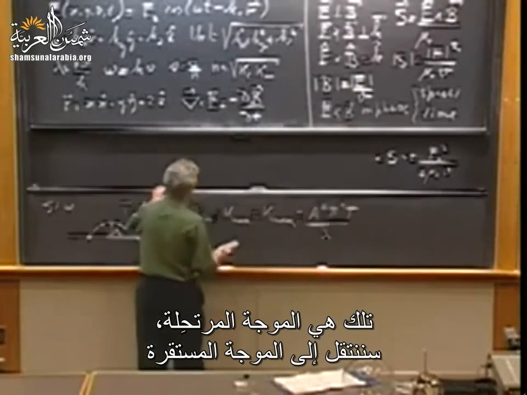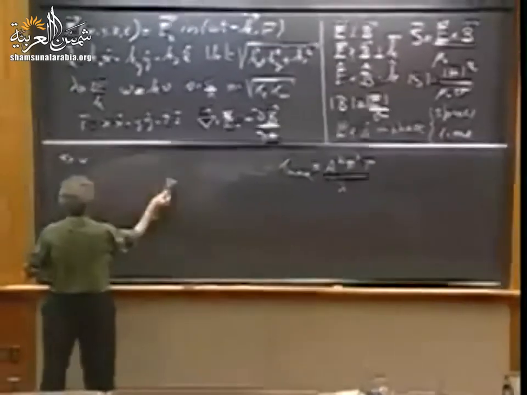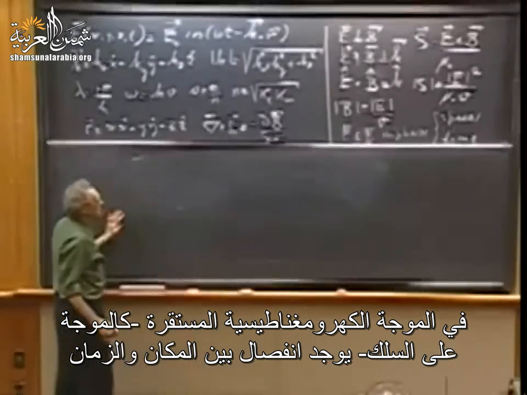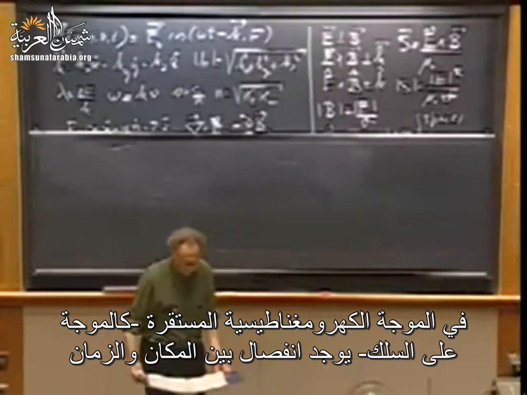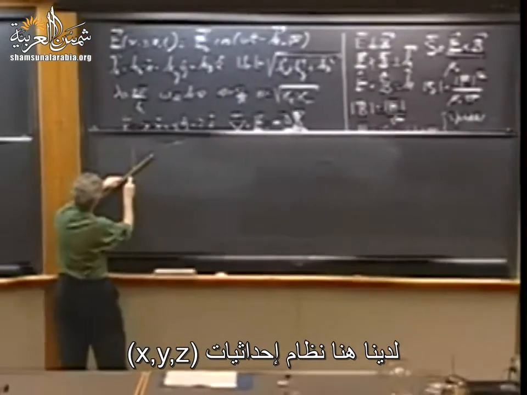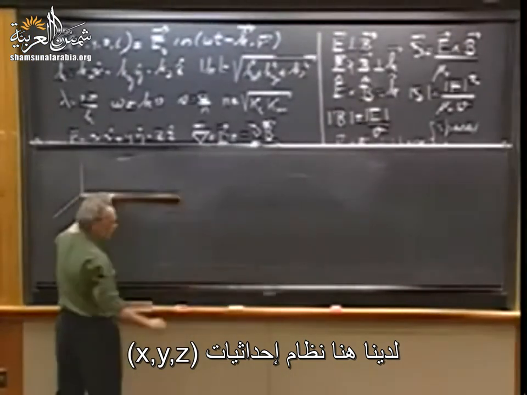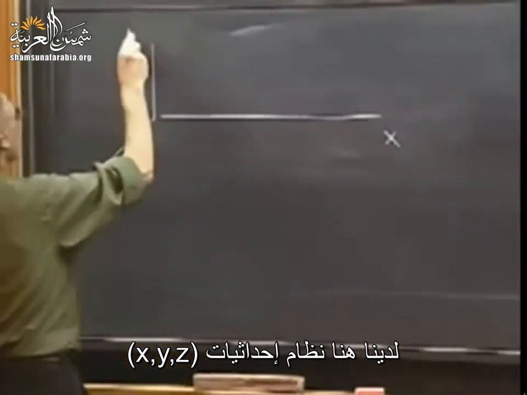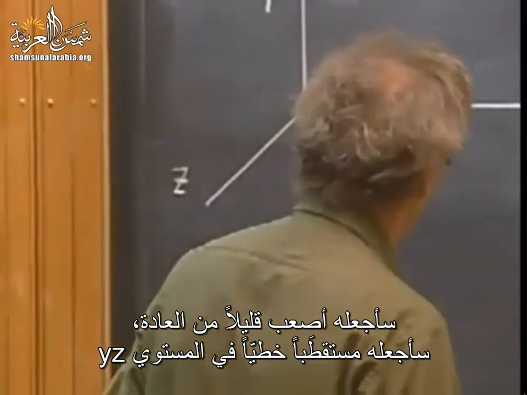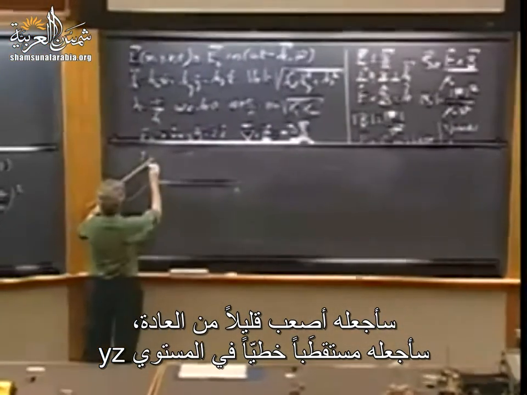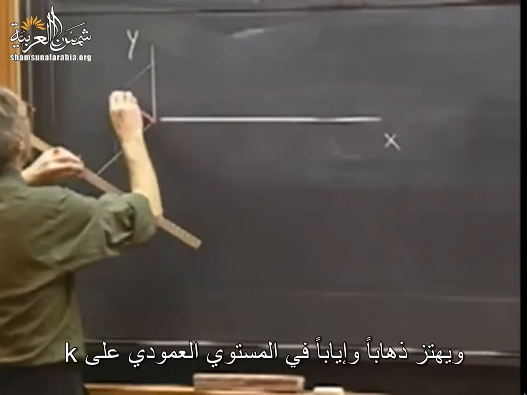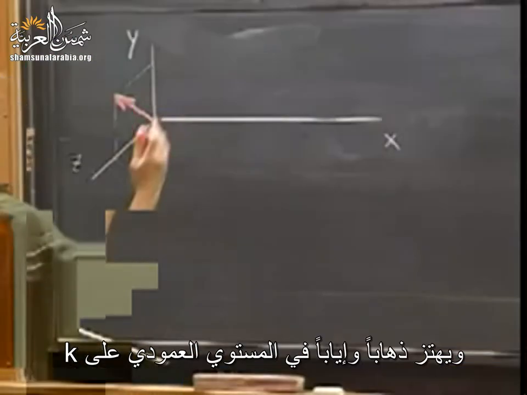Now, I want to go to standing waves. A standing electromagnetic wave, just like the one on a string, has a separation of space and time. Let us suppose we take a specific example. We have here a coordinate system. I will call this X, call this Y, and call this Z. Suppose we have linearly polarized radiation, but I'll make it a little bit more difficult than normal. I will linearly polarize it in the YZ plane. In other words, the E vector would be like this, oscillating back and forth in this plane perpendicular to K.